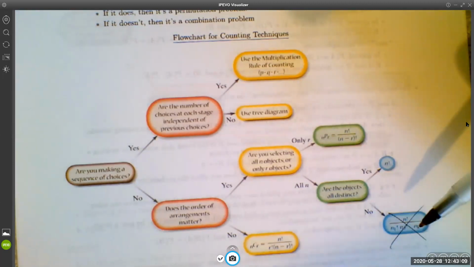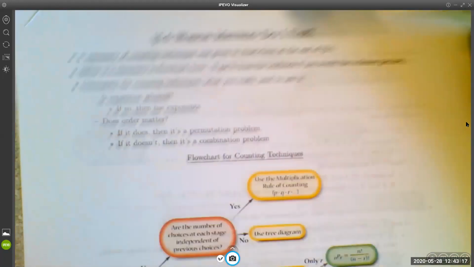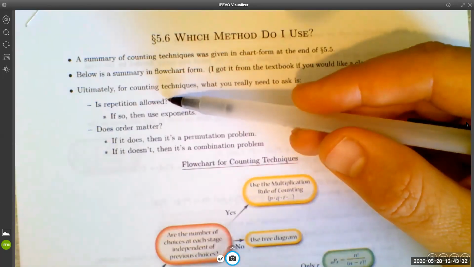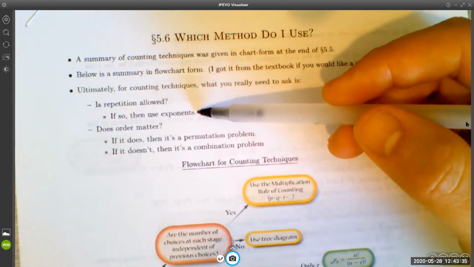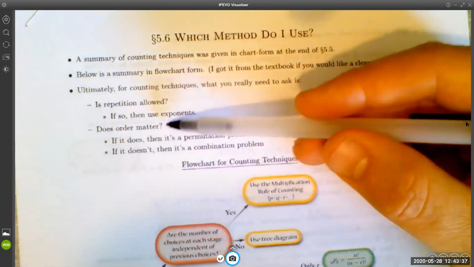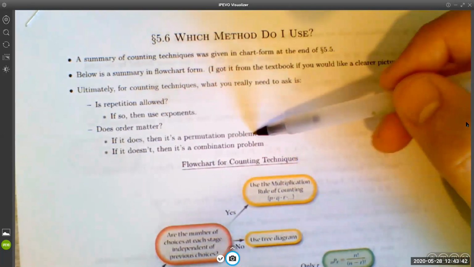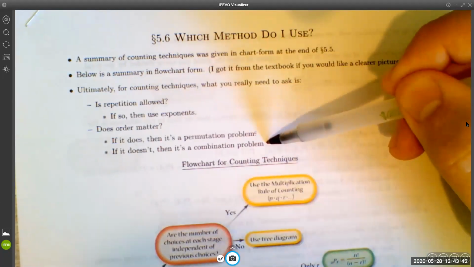If you prefer the table that I gave you at the end of 5.5, then you can use that as well. But basically what it comes down to, as we said at the end of 5.5, if you're trying to figure out what kind of counting technique to apply to a certain situation, then really what you need to do is ask yourself two questions. First of all, is repetition allowed? If it is, then use exponents. If it's not, then ask yourself the next question, which is, does order matter? If it does, then use permutations. If it doesn't, then use combinations.